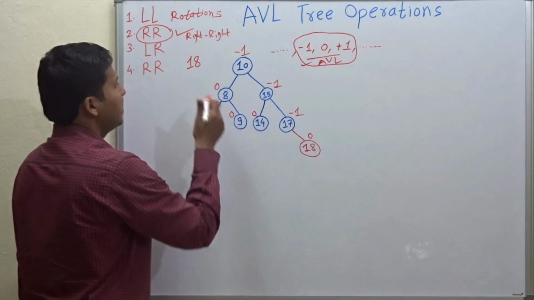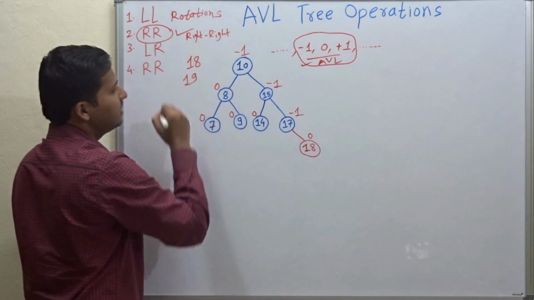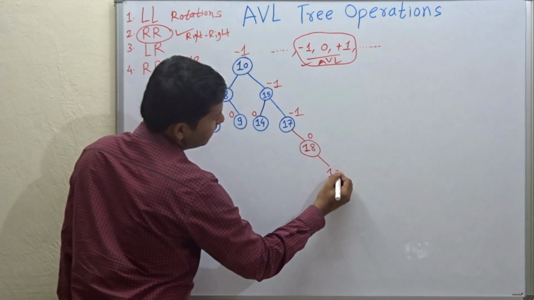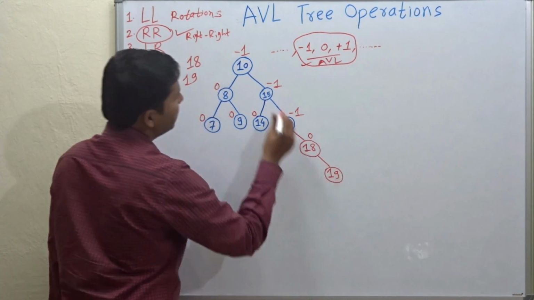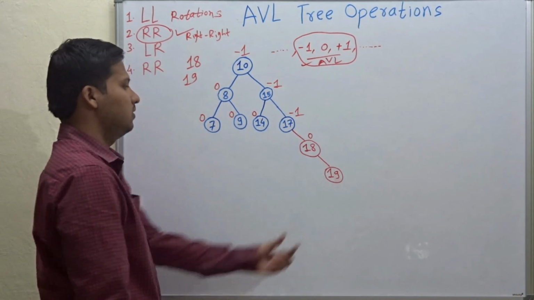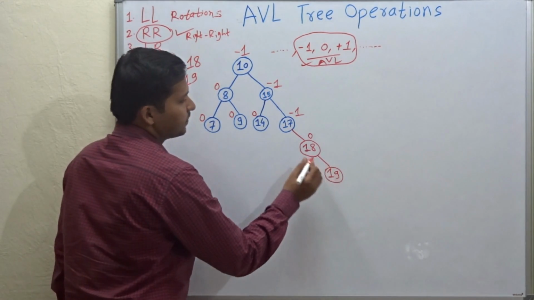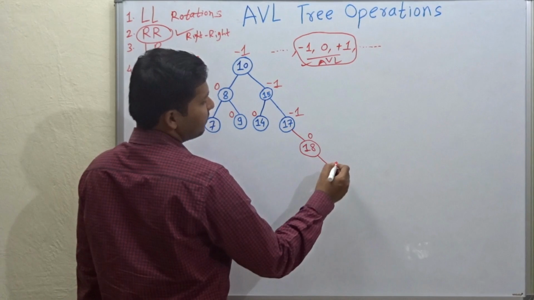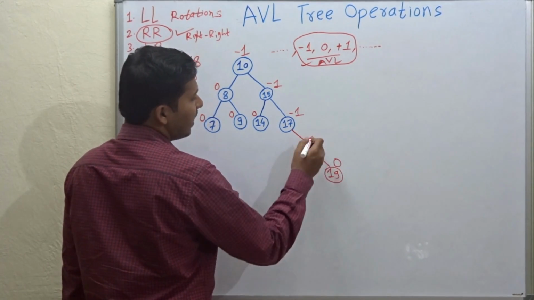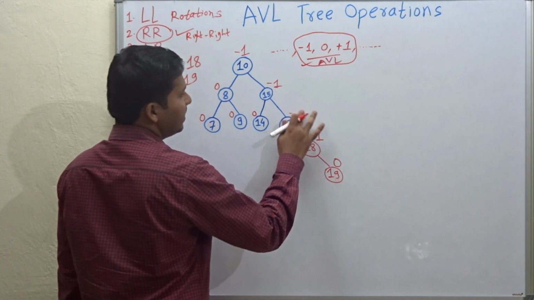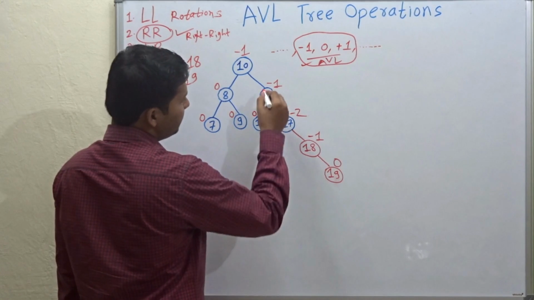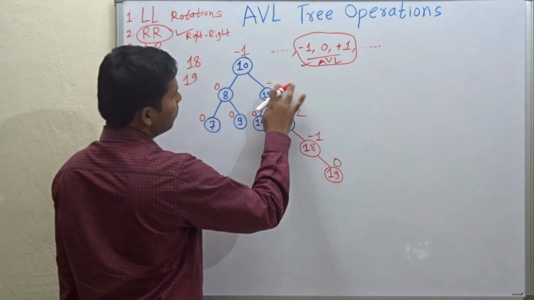Now let's insert another node, that is 19. So 19 will come at the right of 18 because 19 is greater than 10, 15, 17, 18. So the 19 place is here. Now let's check the balance factors. For 19 the balance factor is 0. For 18 it will be minus 1. For 17 it will be minus 2. For 15 it will be 1 minus 3, so minus 2.